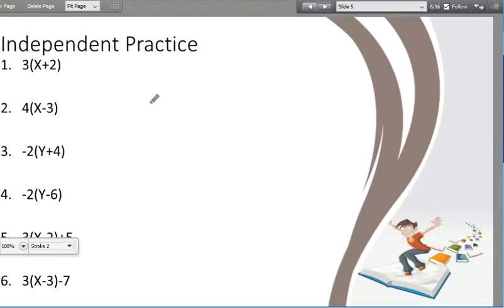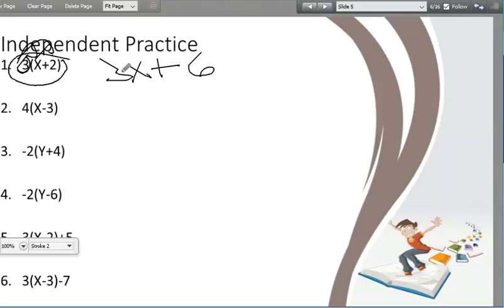Question number 1, we have the number 3 that's right next to the parenthesis. So the 3 is going to get multiplied by the x. That would be 3x. The 3 gets multiplied by the 2. 3 times 2 is 6. So this becomes 3x plus 6. If we look at number 2, we have the number 4 out front of the parenthesis. So the 4 has to get distributed to both the x and the negative 3, or the subtract 3.